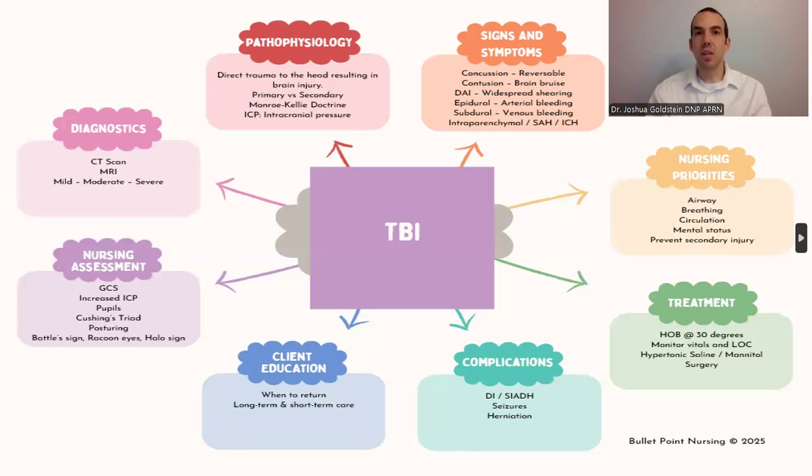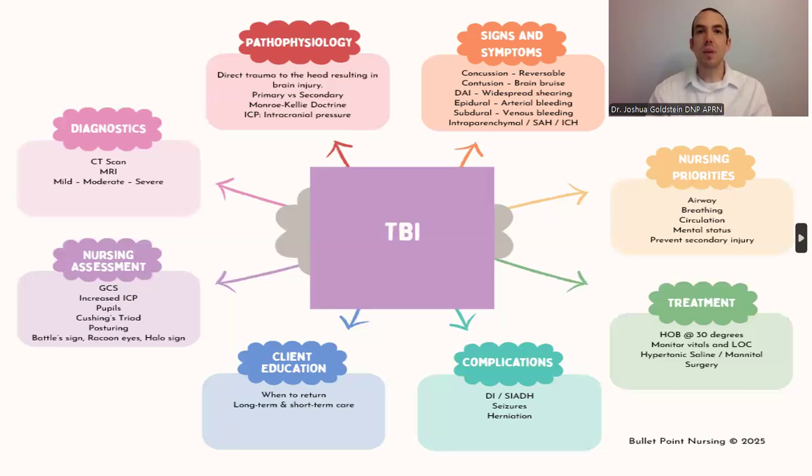ICP, or intracranial pressure, is exactly what it sounds like. It's when we have an increased pressure inside the brain, almost always as a result of either a brain bleed or swelling of the brain. We're going to talk more about that in just a little bit. Next, let's talk about a concussion.